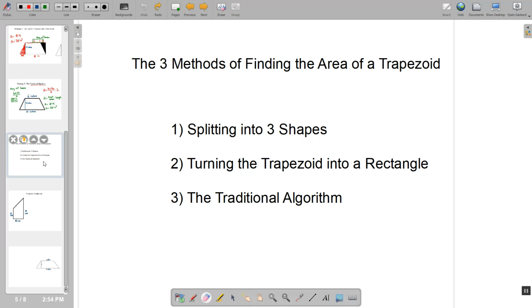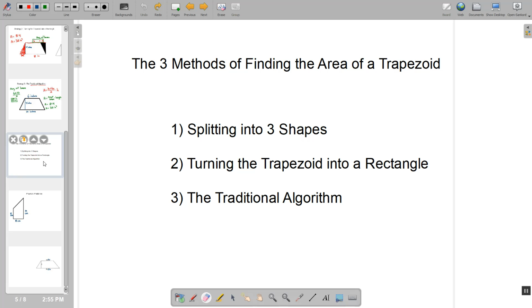So for the retake video, we're going to simply do a couple quick examples where we do all three methods of finding the area of a trapezoid. Okay, the first method is splitting up into three shapes, and sometimes it's actually two shapes, which I'm going to show you in the next example.